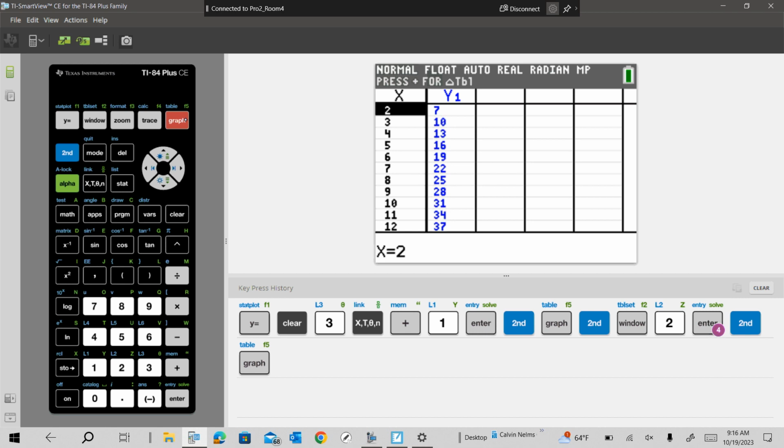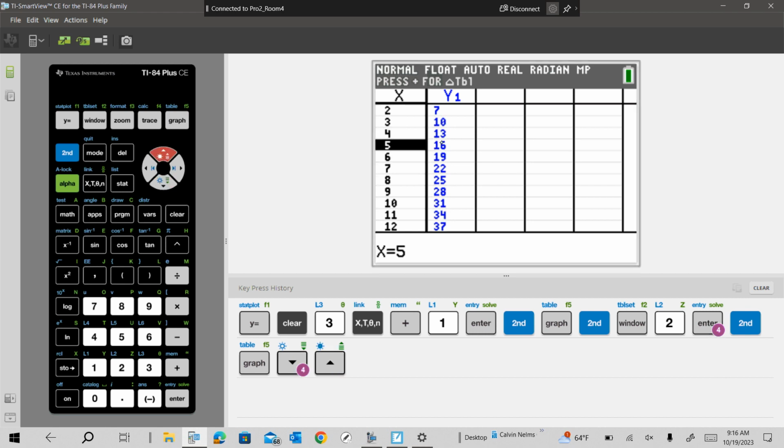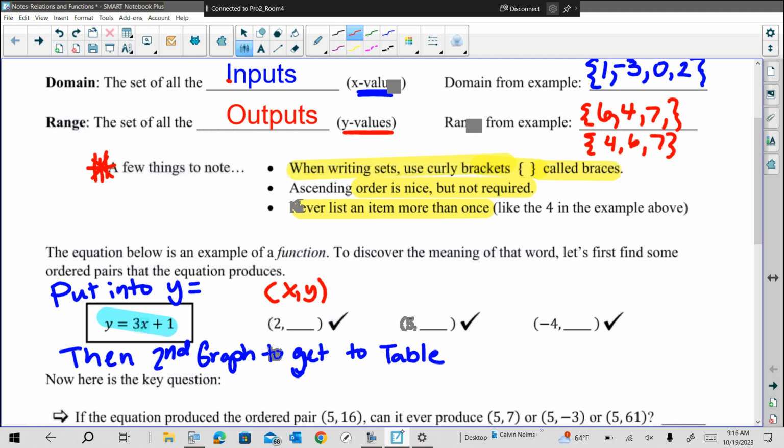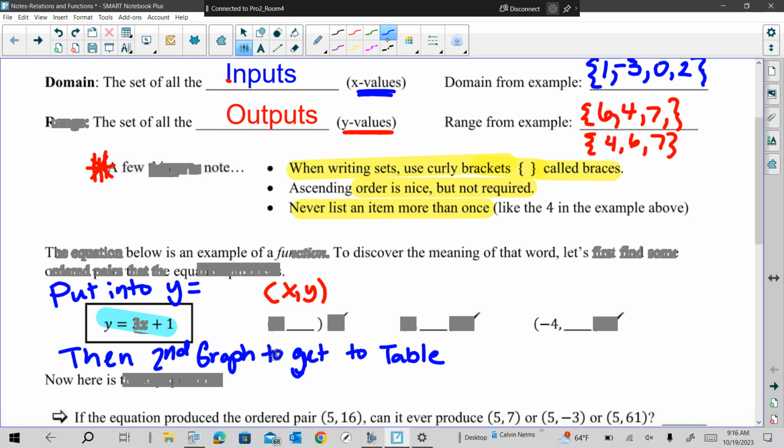Okay, so we should have 2 is 7, right? Then they wanted the value for 5. So I just got to highlight that 5. The y value is 16. And then they wanted the negative 4. So I can go back to my negatives. And we got negative 11. So that should be on your paper. We should have 7, was 16. Negative 11, was that right?